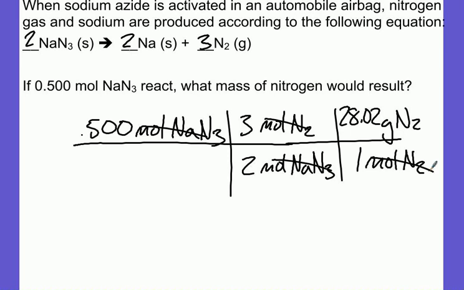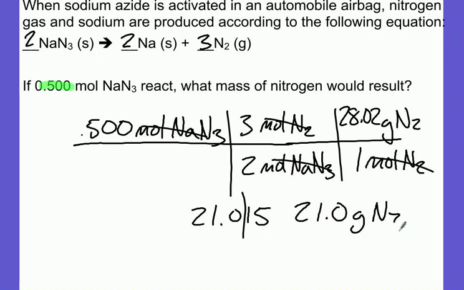21.015. Again, you need to use sig figs in problems like this, and since the original number only had 3 sig figs, I'm going to round. So my 21.015 with 3 sig figs is just 21.0 grams of nitrogen. And that would be my answer for this one.